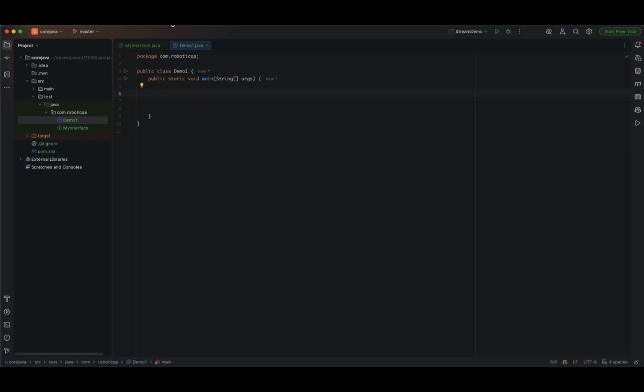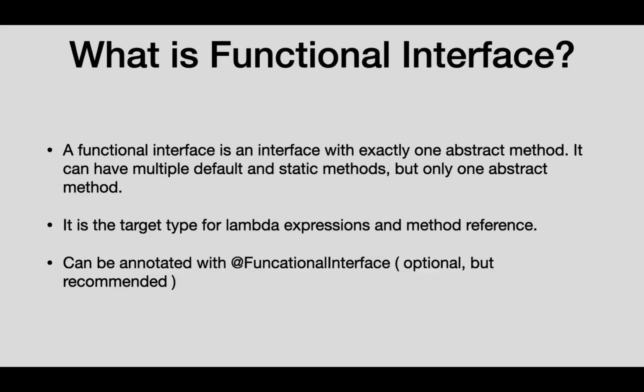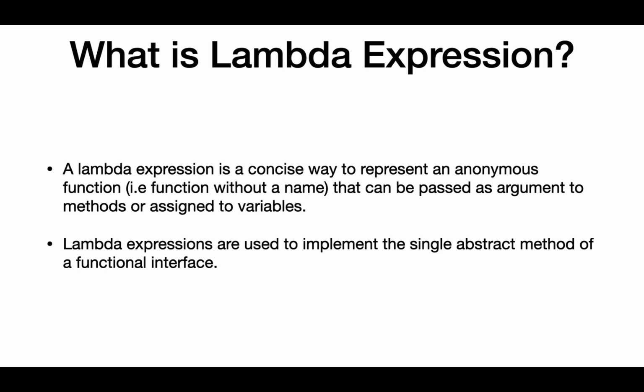So, Lambda expression. Let me bring up the slides so you will see the definition also. A Lambda expression is a concise way to represent an anonymous function, that is, a function without a name. It is a function without a function name that can be passed as an argument to a method or assigned to a variable. So we can assign it to a variable also.